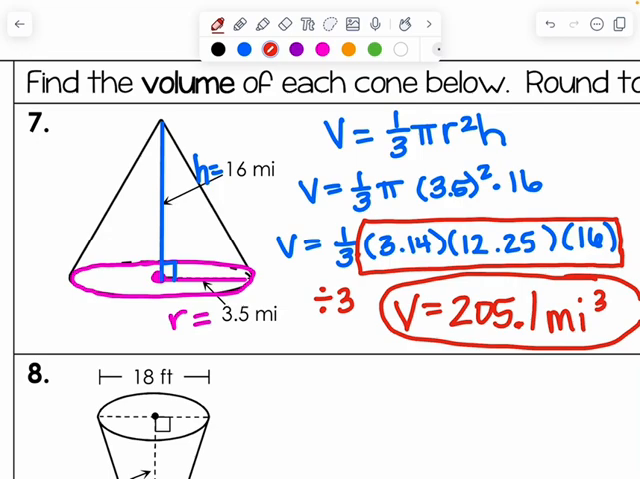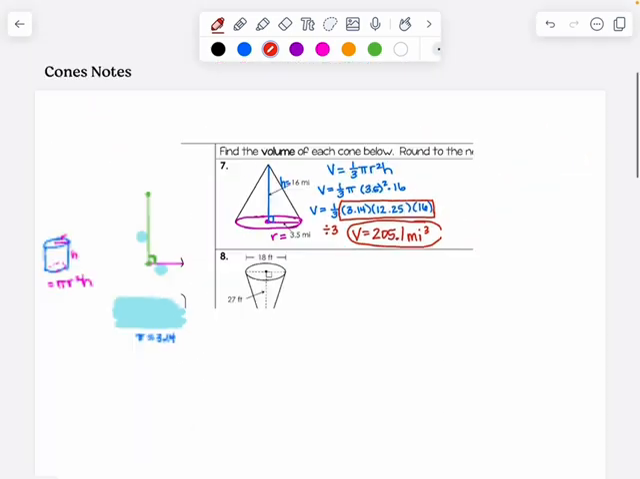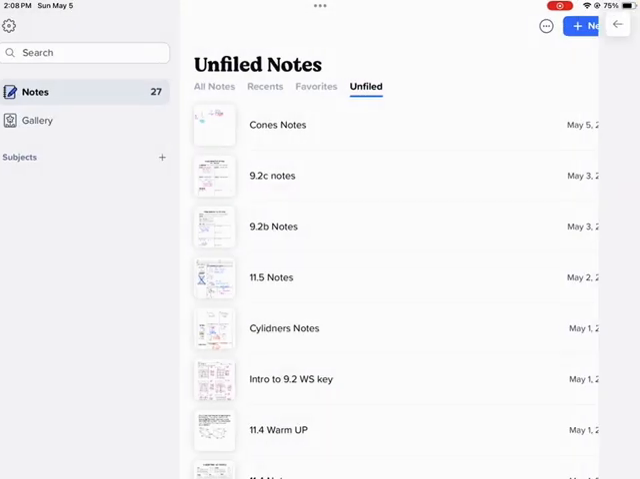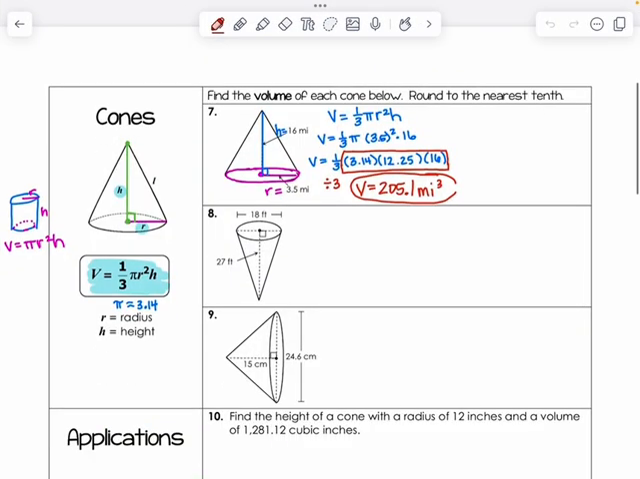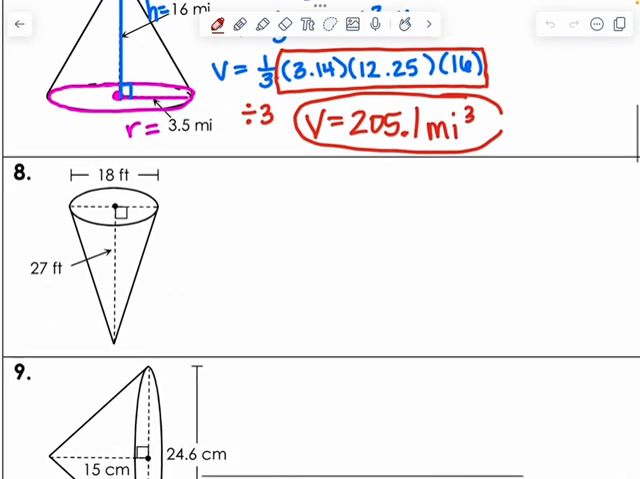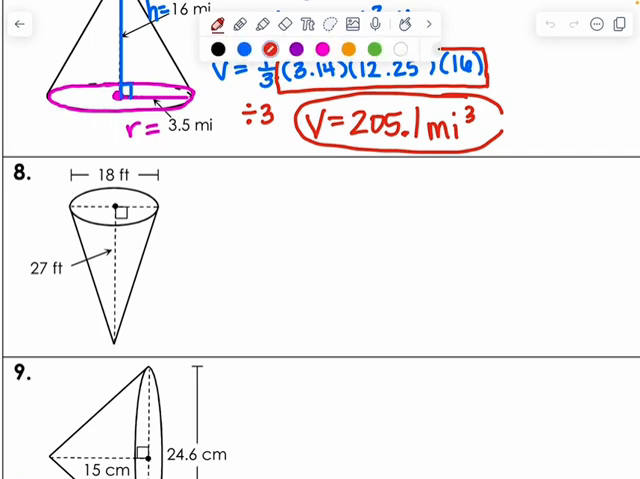Okay, so let's come to number 8 here. A little bit of craziness going on. Okay, here we go. So in number 8, what's strange about number 8? Notice how we have this dotted line going all the way across, and that is what 18 feet is referring to. Okay, so we know that this is the diameter, which means the radius is half of that, 9.